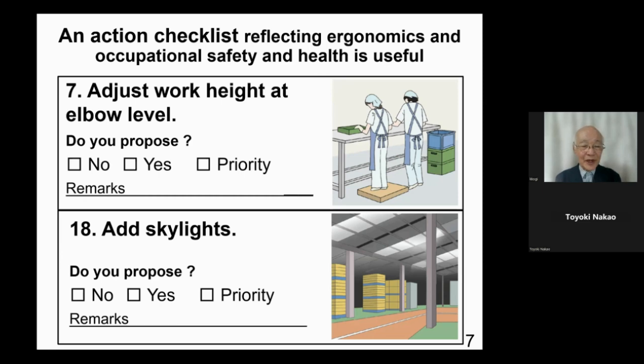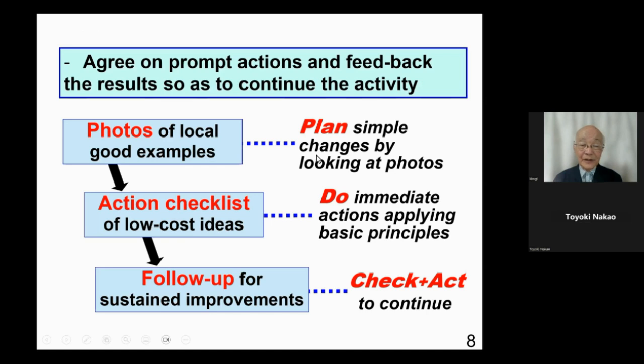The second example shows adding skylights. And this is a low-cost improvement and simple and easy to apply. Again, we ask, do you propose? And the answer can be no or yes. And if yes, then people can use the results for making proposals. So agreement on prompt actions and feedback of the results can facilitate the continuation of the activities.